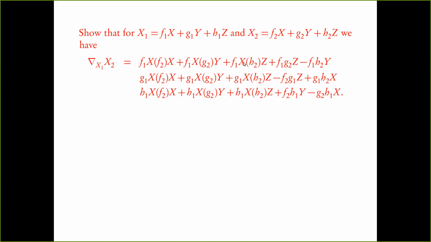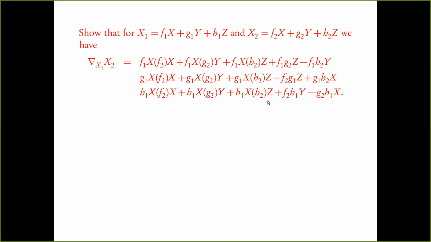Yeah, just a second. Yeah, so there is a typo here. The first line is correct. In the second line, the first set of X's, so X of f2, X of g2, X of h2, these should be capital Y. So capital Y of f2, capital Y of g2, capital Y of h2. And in the third line, instead of the first set of X's, it should be a Z. Z of f2, Z of g2, Z of h2. Everything else is correct.